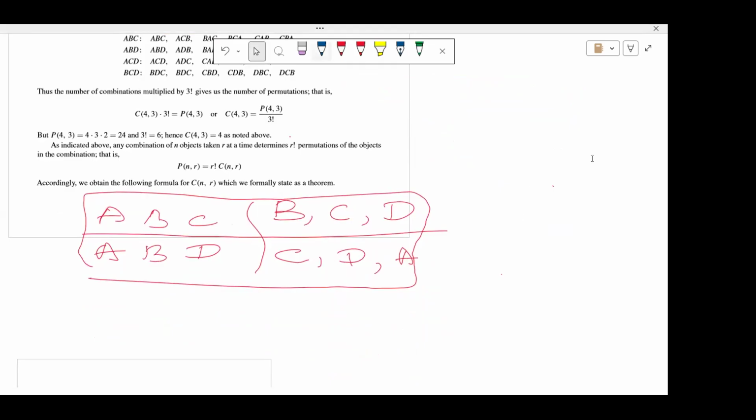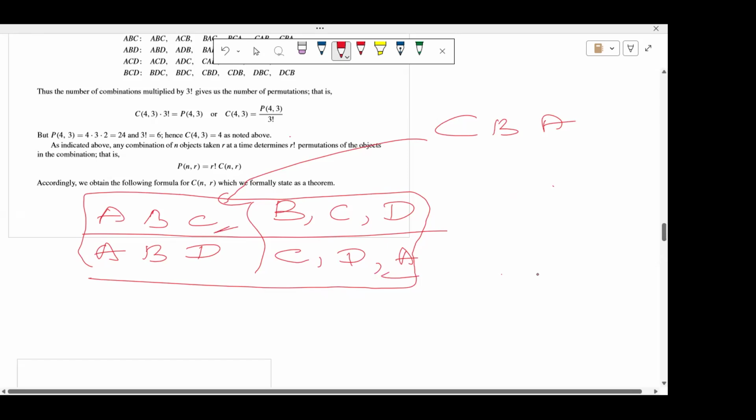Anyone? Can you tell me some other groups? You can't, right? If you make any other groups, those groups are also under these four groups. Maybe someone says CBA, but if you think about CBA, it already exists. Maybe CDA. Just look here, CDA, this group. So these two groups indicate the same thing, only the order is different.